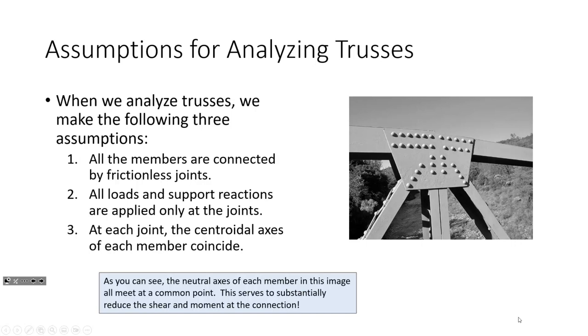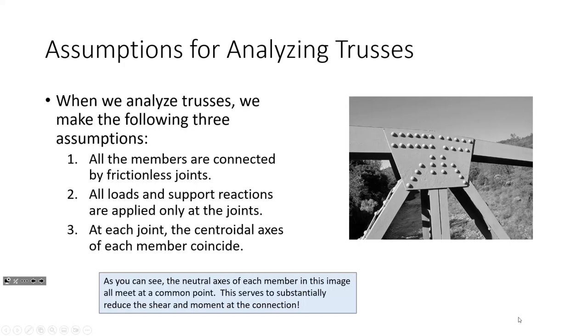That's another assumption that ensures no bending and shear in the members. And finally, we assume that at each joint, the centroidal axes of each member coincide. That is a little bit more than an assumption. We actually do that in the real world. So if you look at a lot of truss systems, you'll see that if you look at the centroids of each of the members, they all coincide.